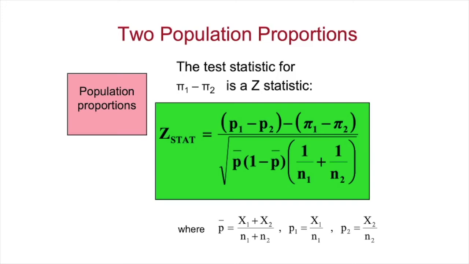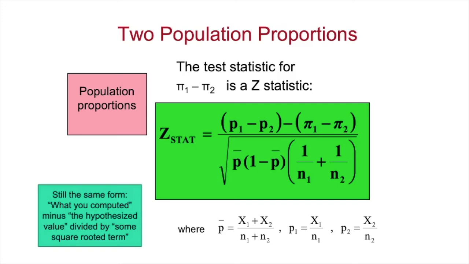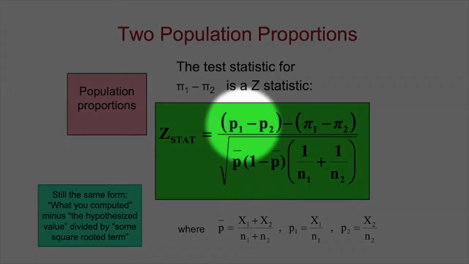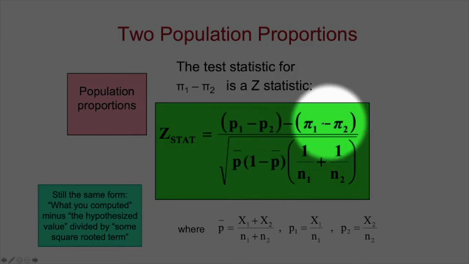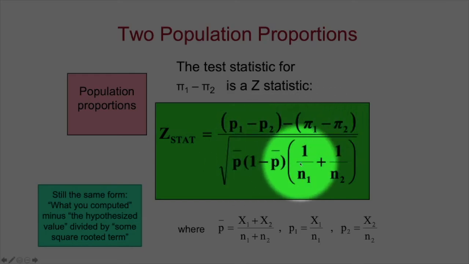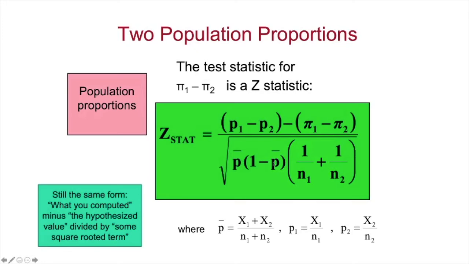Remember that tests for proportions are z-statistic tests, so we are using the standard normal, and so we're going to compute a z-statistic. It should look fairly familiar because it is of the same form as we always compute. It is something that we computed, p1 minus p2, minus the hypothesized value, pi1 minus pi2, in this case it's going to be 0, divided by some big square-rooted term. In this case, the square-rooted term is this one. You don't need to remember it by heart, but you should recognize the form it has.